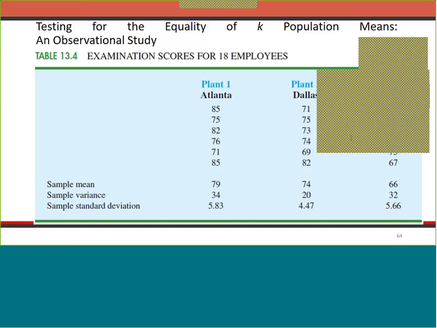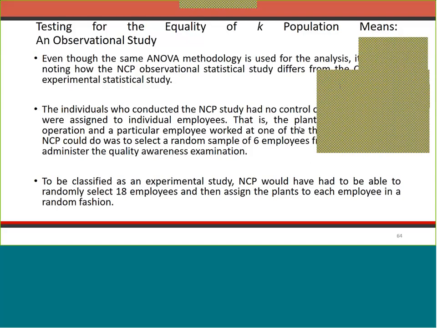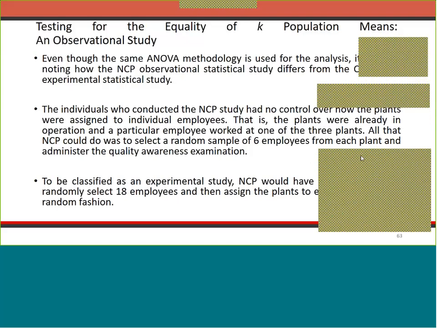We use experimental design to control the selection process. Like here you see that in this observational study, NCP has no control over how the plants were assigned to individual employees. Whereas in experimental design, you have control, as you are assigning plants to workers in a random manner, specified as completely randomized design.